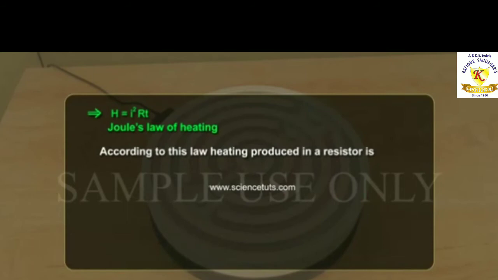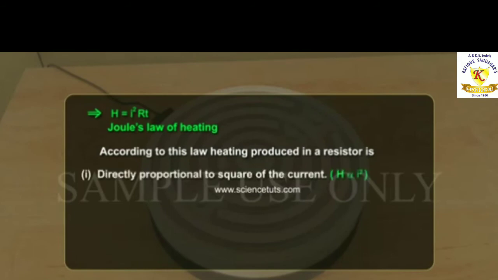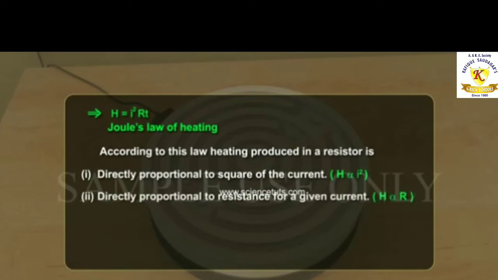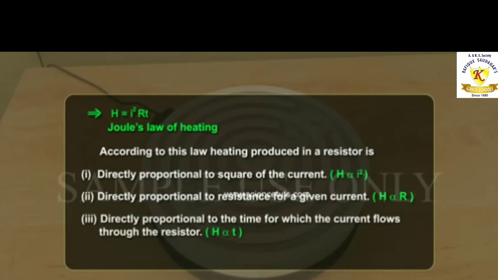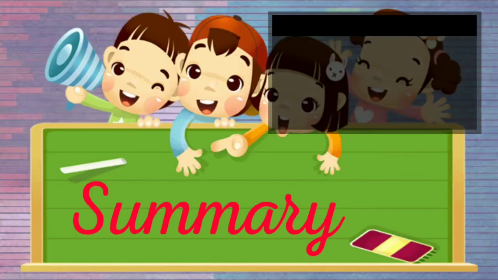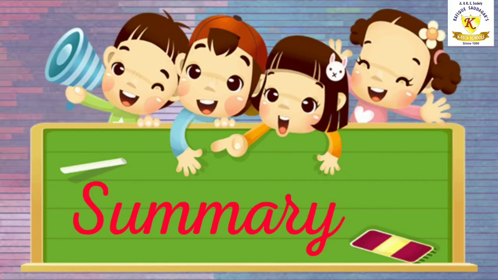Now, according to this law, heating produced in a resistor is first, directly proportional to the square of the current. Second, directly proportional to resistance for a given current. Third, directly proportional to the time for which the current flows through the resistor. Understood, children? So, let's take a look at the summary.